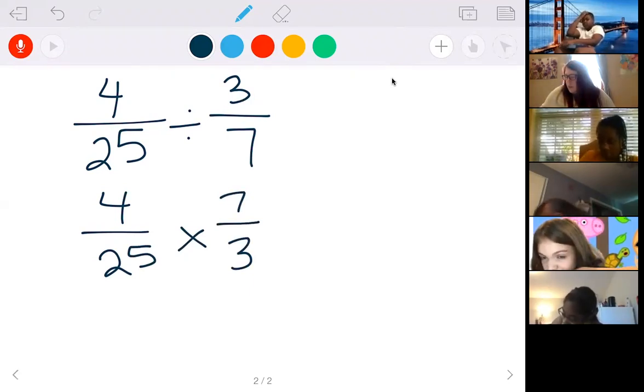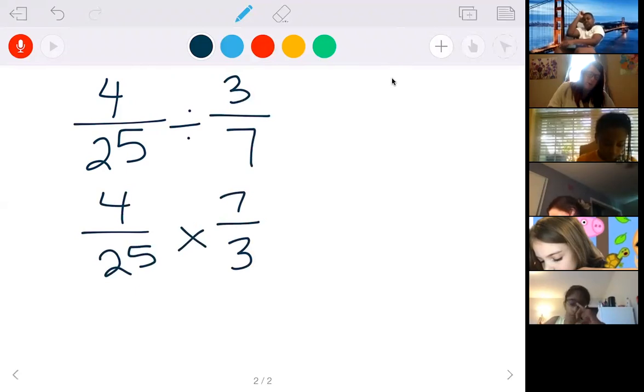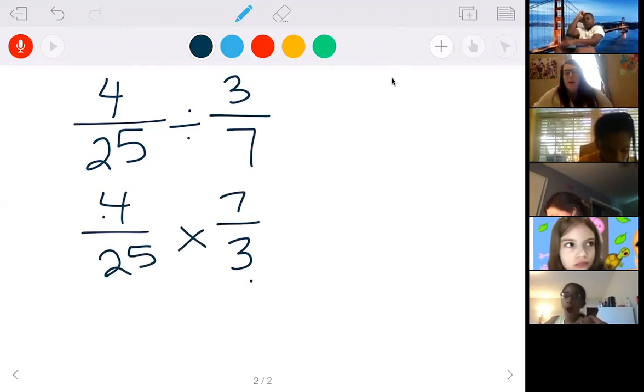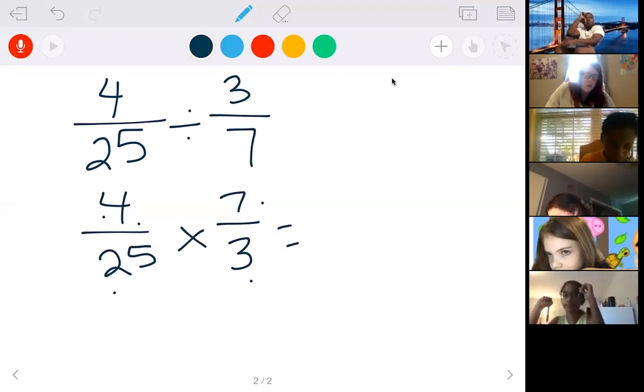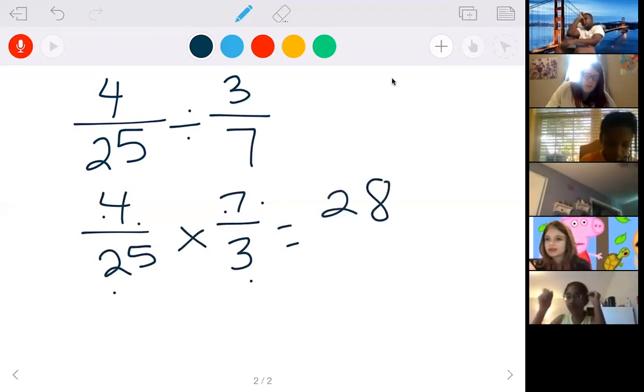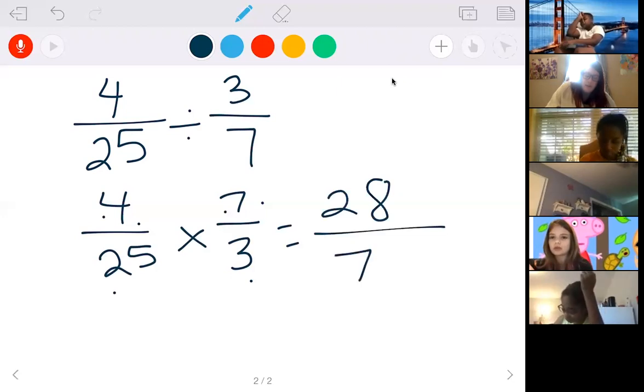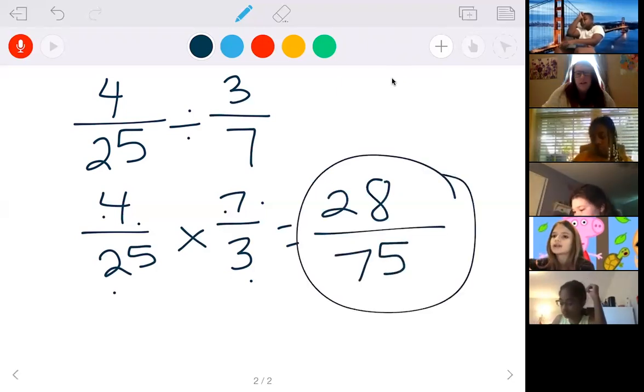Now for this one, there's no way to simplify it, because when we cross simplify, we have a 4 here and a 3 here. Can't divide that by any numbers that are the same. And same thing with 7 and 25. Won't go together and won't work. So all we have to do is multiply. 4 times 7 is 28. 25 times 3 is 75, and that's your answer.